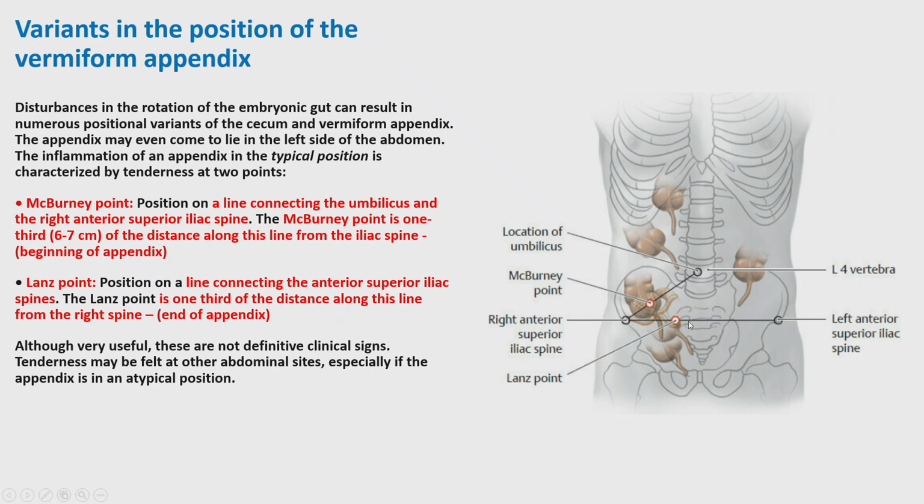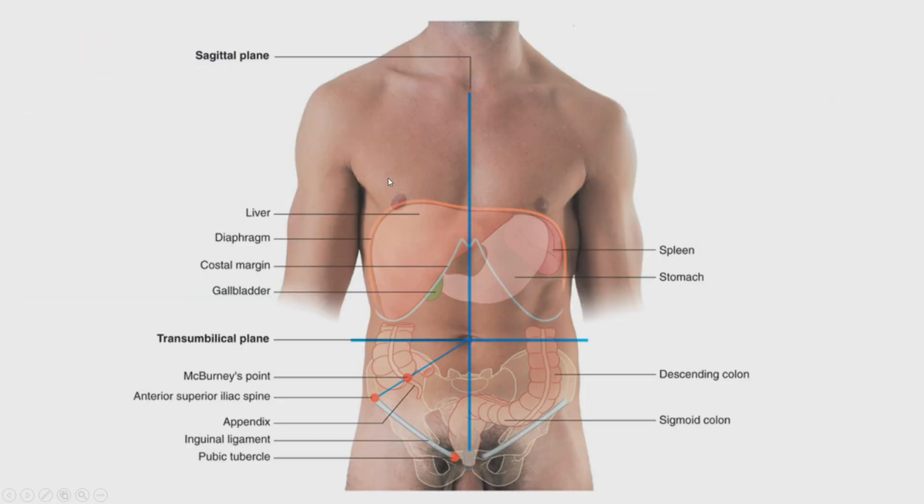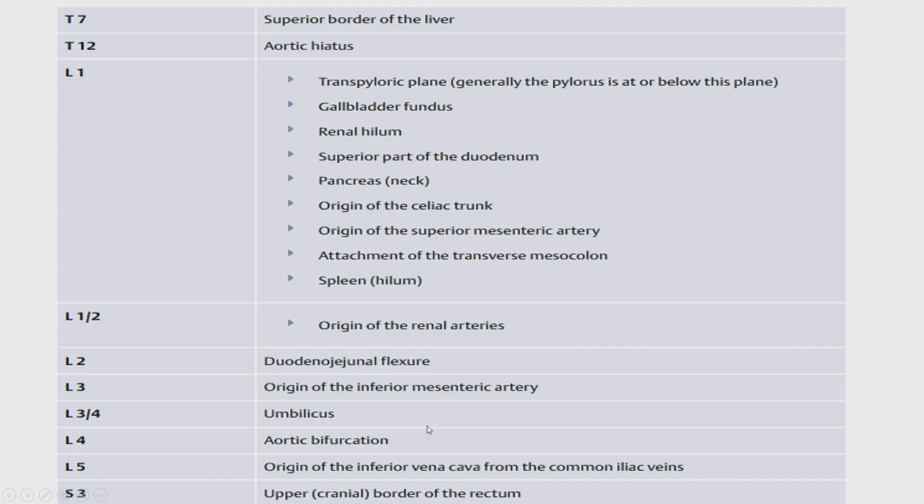And there is Lund's point, which is on the bispinal line, at the right lateral third of this bispinal line. It usually determines the end of the appendix, the lower end. Of course, the appendix has several positions that you had in the lecture, and here again is McBurney's point, shown with the other organs that I mentioned.